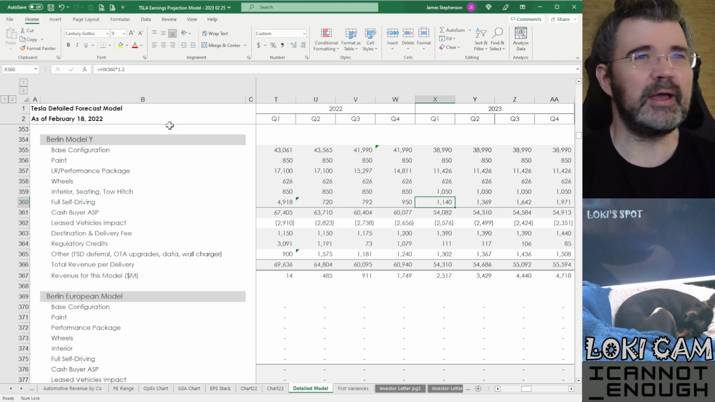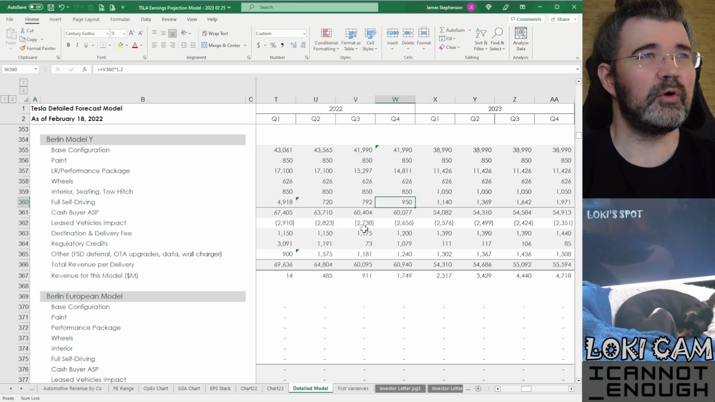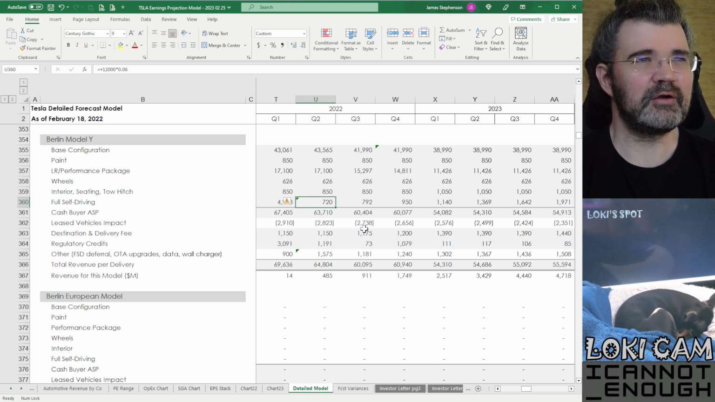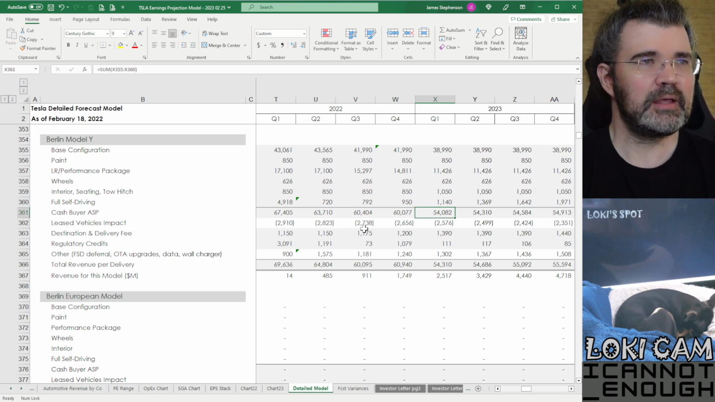I'm just growing what we had in the previous quarter by 20% here from 950 to 1140. I've been growing this for a while from a 6% take rate on a $12,000 full self-driving option. So since then, the price of full self-driving has gone up, giving you part of that increase for free.